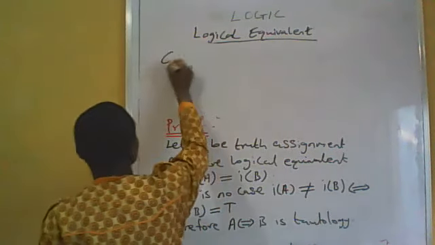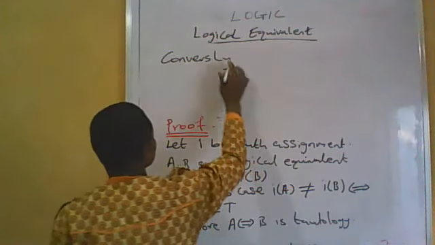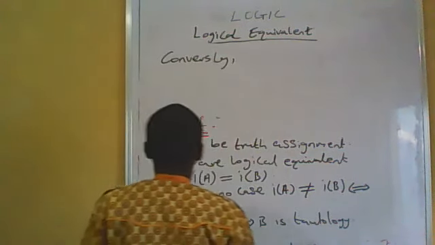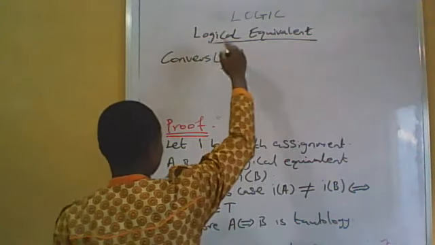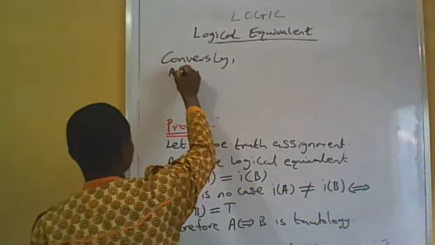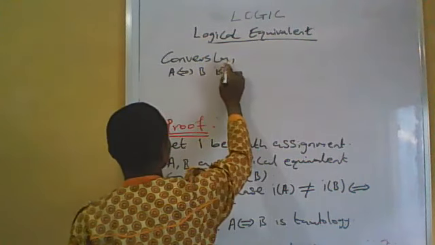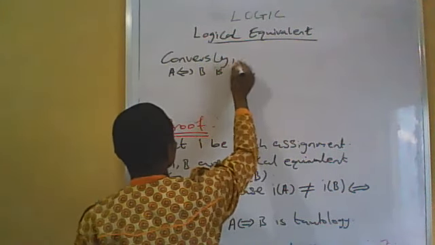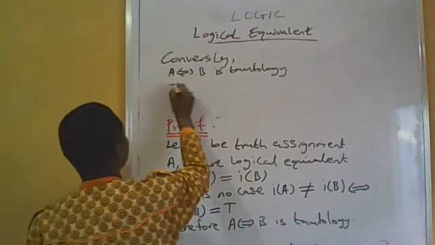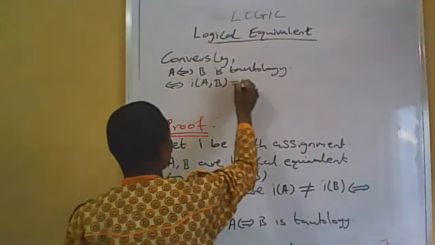We say, conversely, A if and only if B is a tautology if and only if I of AB is equal to T.